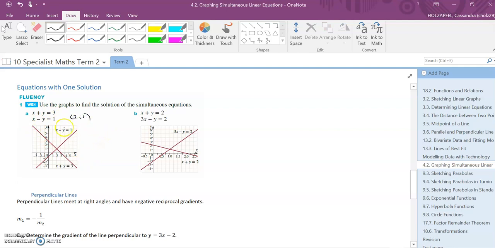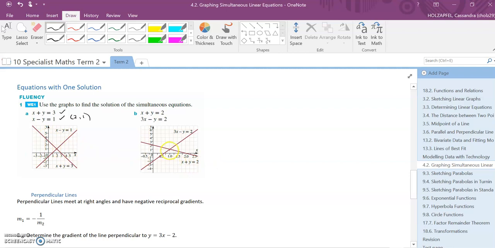And I can check that algebraically. So let's substitute this point into here. If x is equal to 2 and y is equal to 1, 2 plus 1 is 3. So yes, that does work for that equation. Let's do the same thing now. Substitute it into this equation. 2 minus 1 is 1. So yes, it also works for that equation. So yes, (2, 1) is a solution for this particular system of equations.